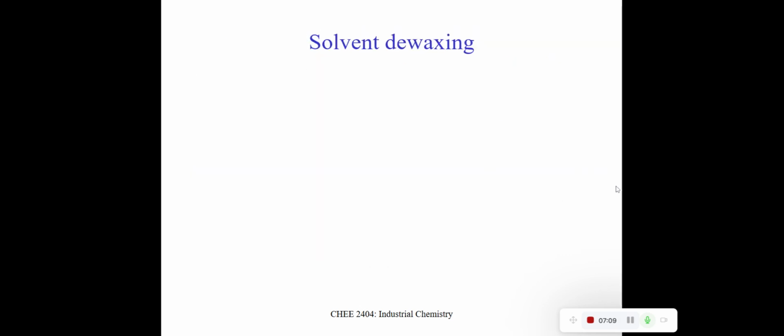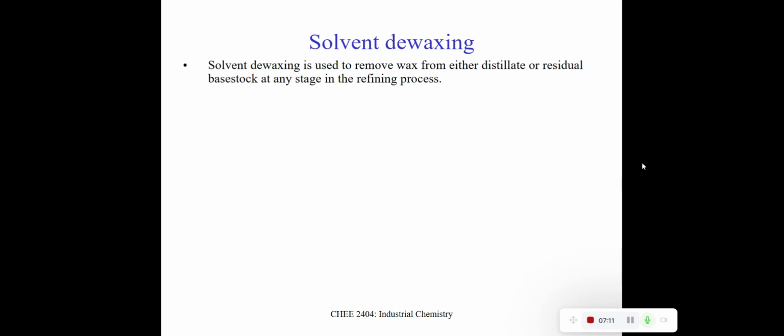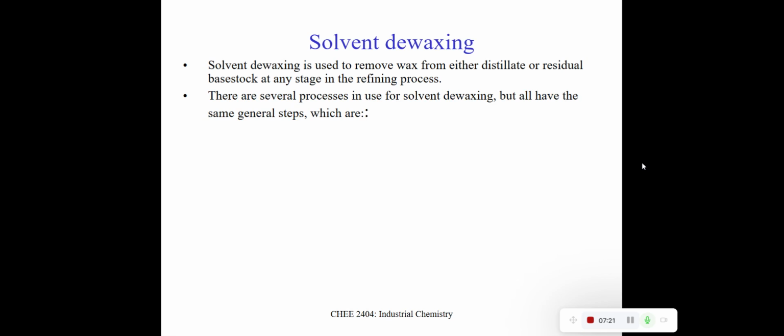Right. Now the solvent dewaxing. Solvent dewaxing is widely used in industrial processes. Solvent dewaxing is to remove wax from either distillate or residual base stock at any stage of the refining process. There are several processes in use for solvent dewaxing, but we have some general steps, which are, first of all, mixing the feedstock with the solvent.